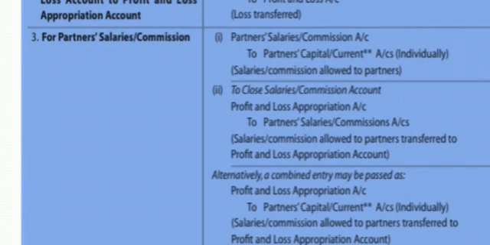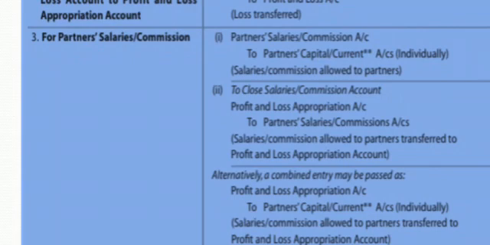Then, for closing this nominal account, it has to be transferred somewhere. All nominal accounts are closed by transferring them either to trading account or to profit and loss account. You have learned till now only this thing. But if it is partner's salary, it will not be placed in profit and loss account. It will be closed by transferring it to the profit and loss appropriation account.